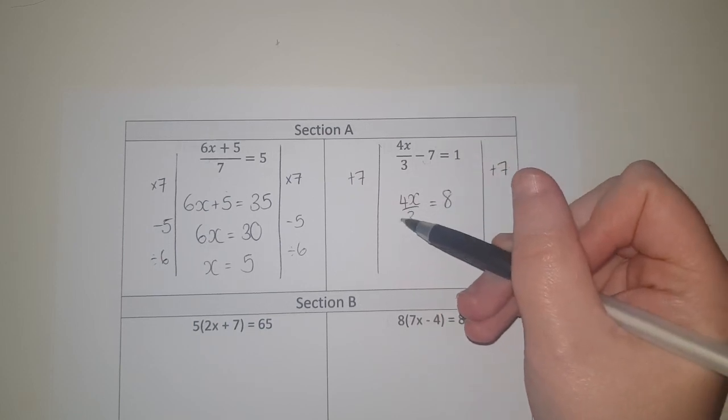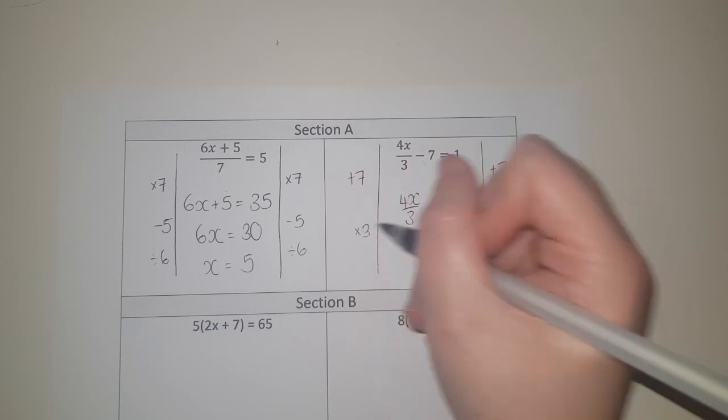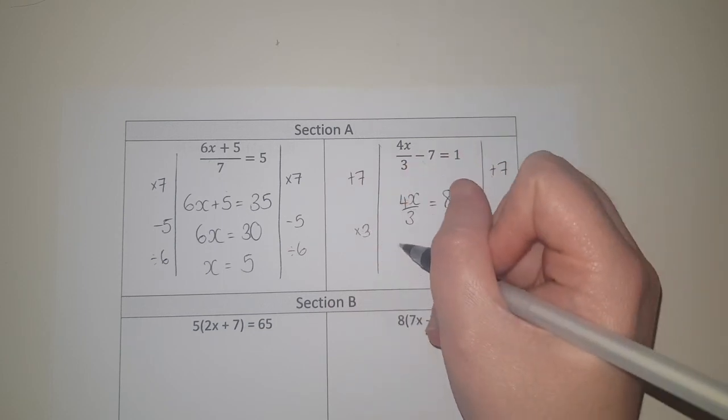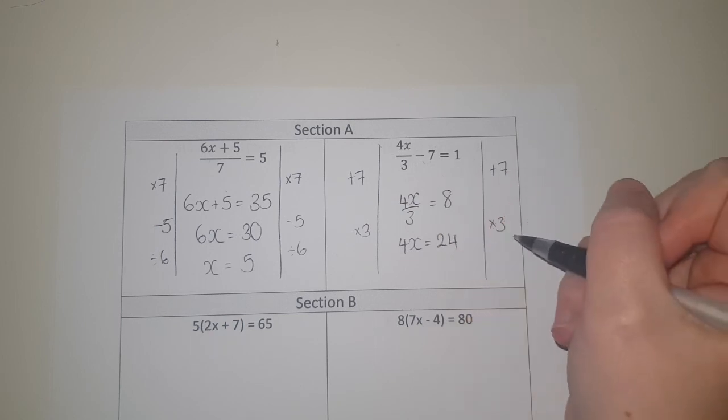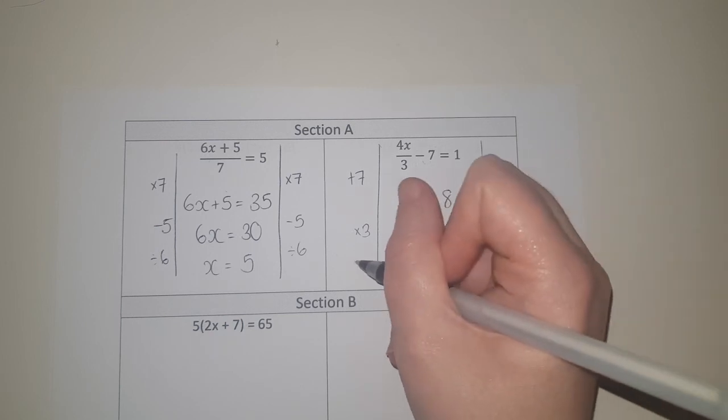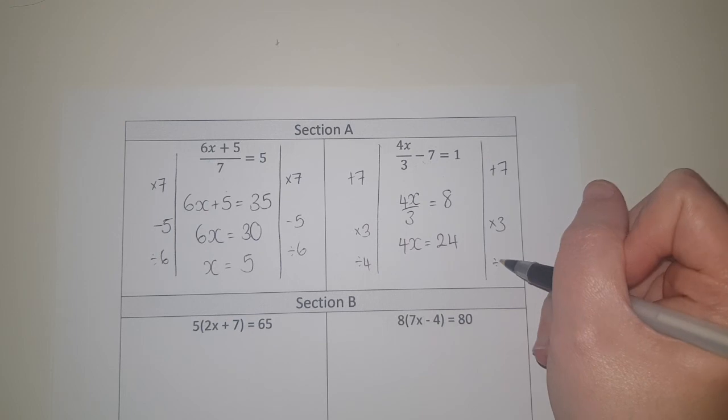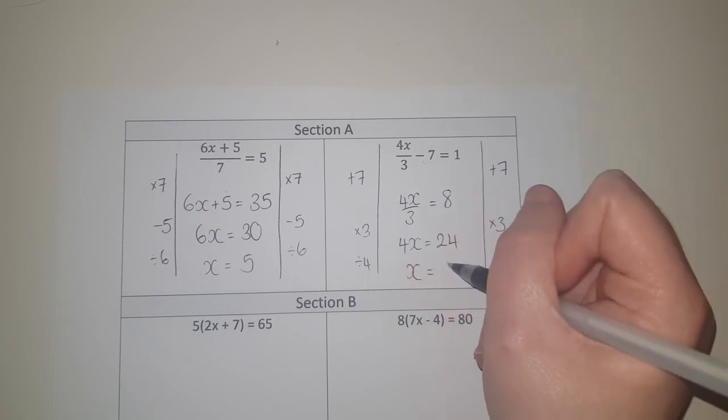You can then deal with the bottom of the fraction first, so we're going to times by 3. That leaves you with the 4x on the top of the fraction, and 8 times 3 is 24. And then all you're going to do is divide by 4. You get x equals 6.